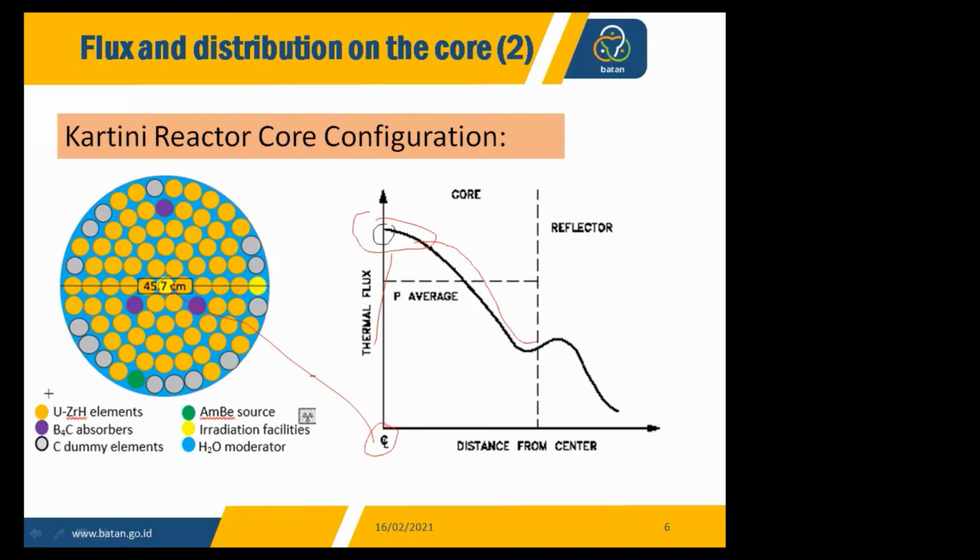However, the existence of the other reactor components, such as the reflector, this is the reflector, influences the neutron flux distribution. So we can see the abnormal distribution, which is the effect of the existence of the graphite dummy elements.